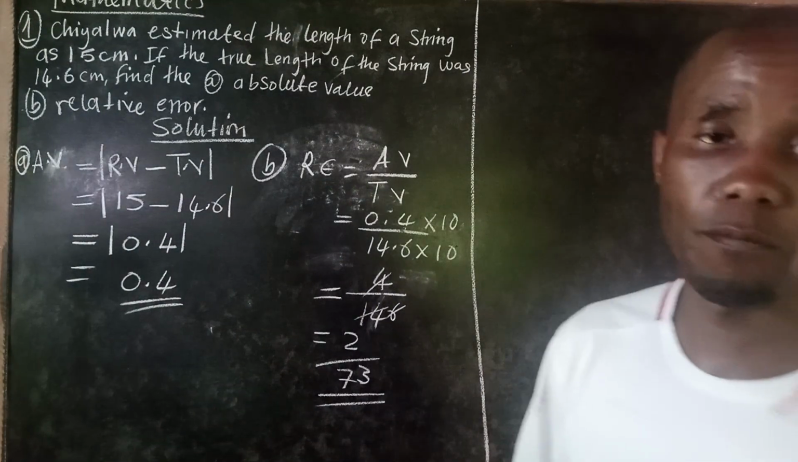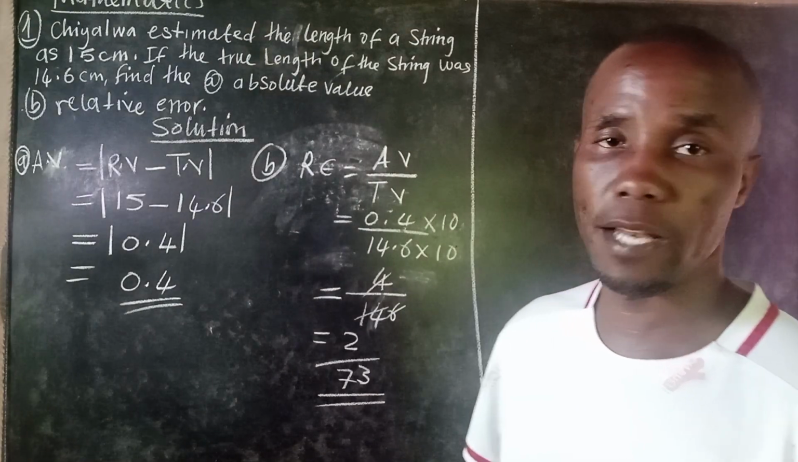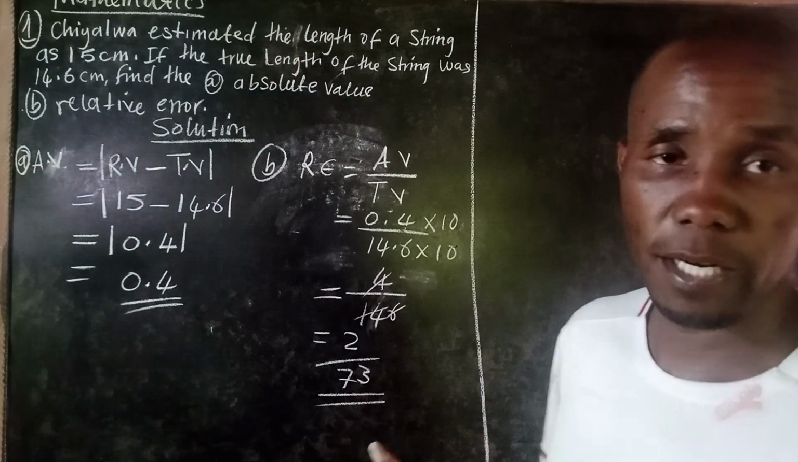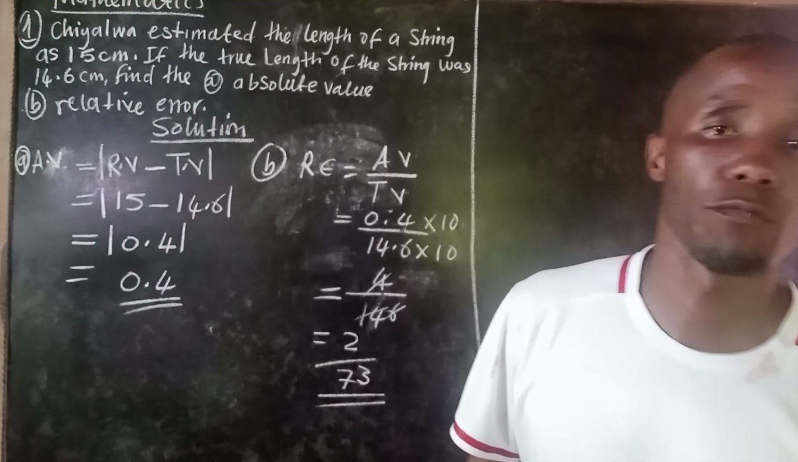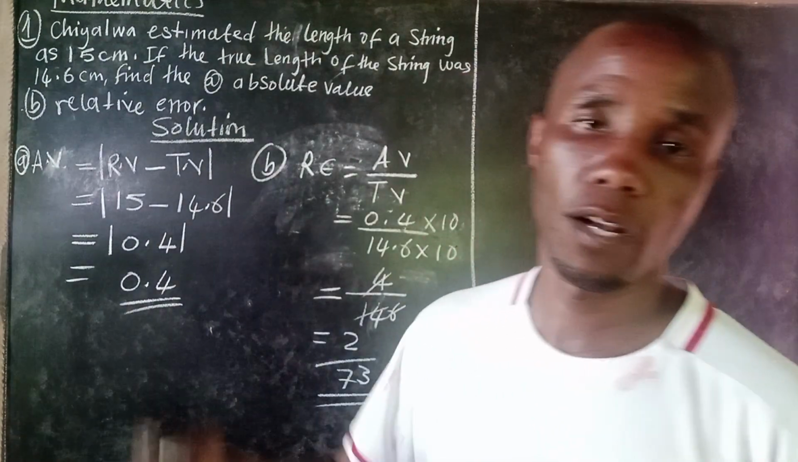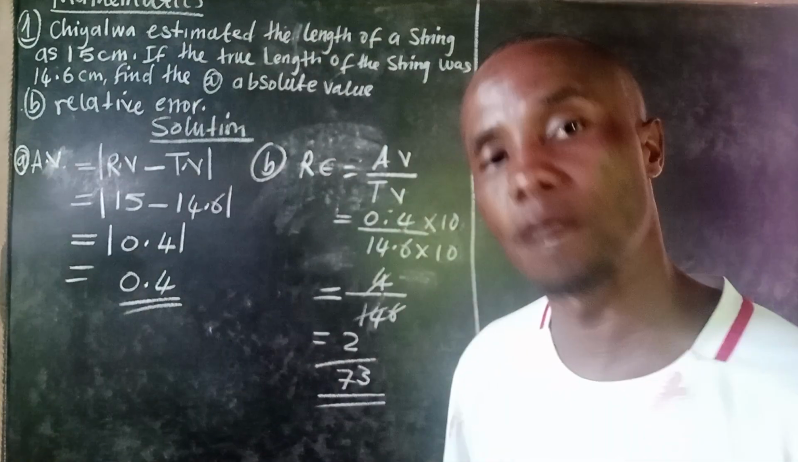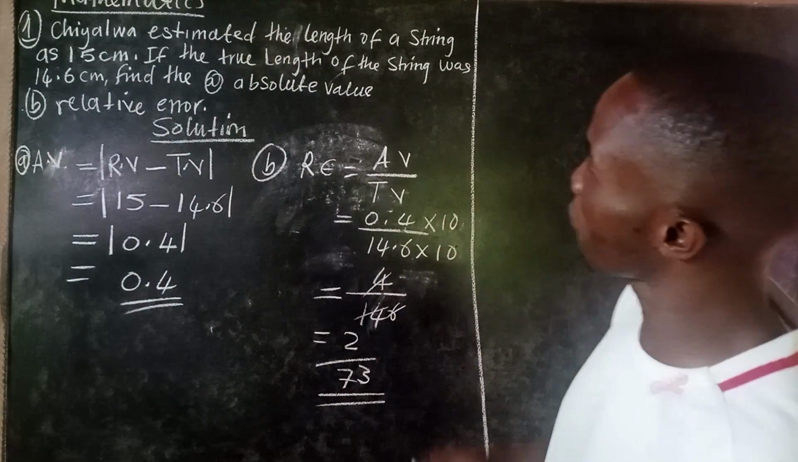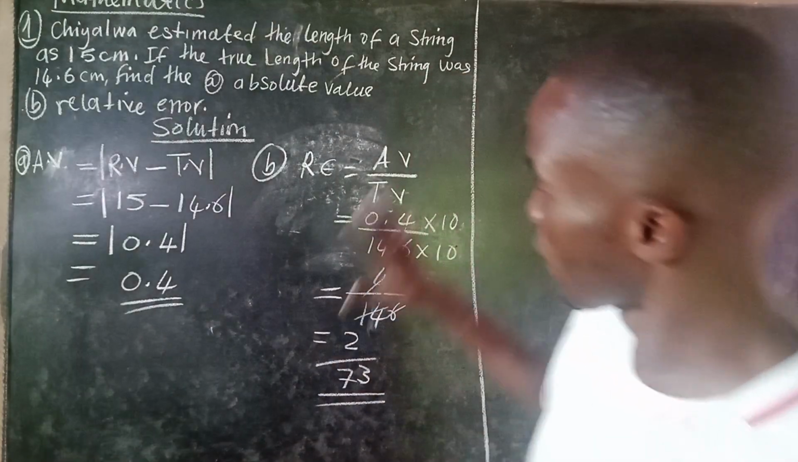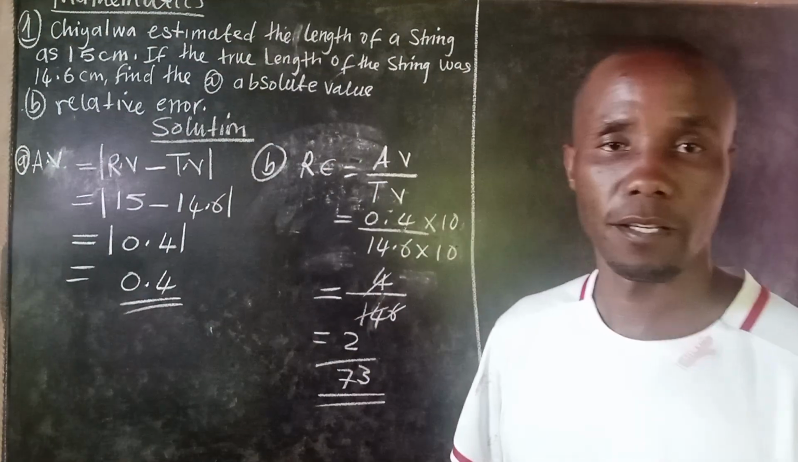Now remember, there will be a question where they will ask you to find now relative percentage error. So for percentage error, you just multiply this one times 100%. That will be your answer. Percentage error is equals to relative value or relative error times 100%. Okay. Now, according to the question that we are given today, that is how we are supposed to handle it. Okay.